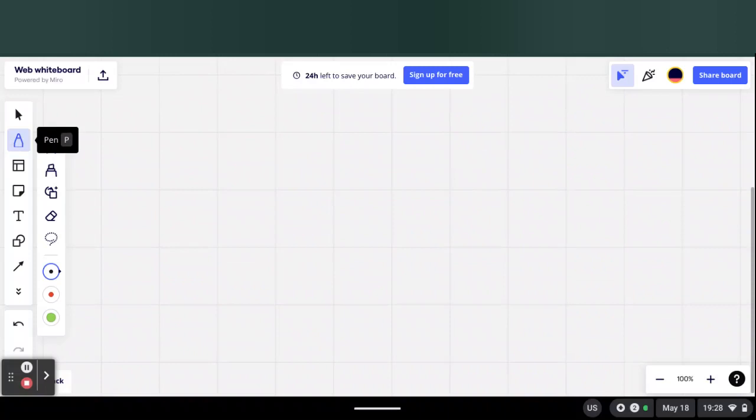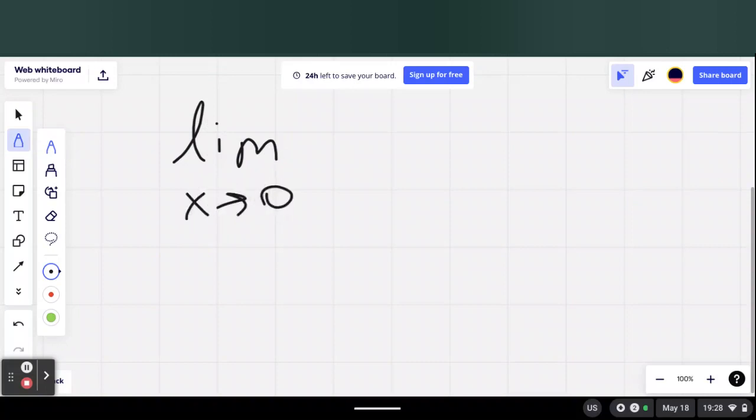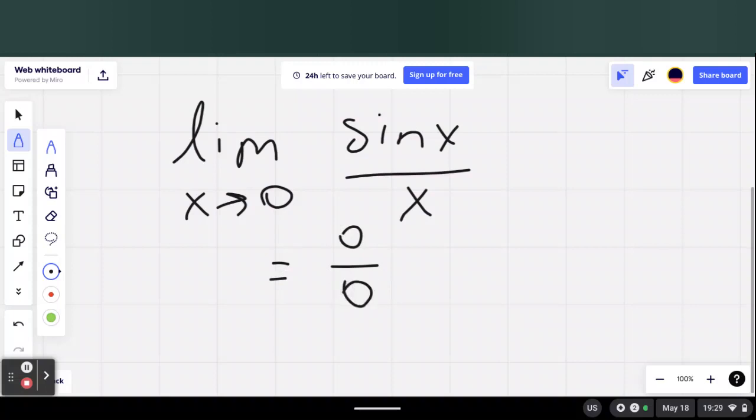Let's say I ask you to find the limit as x approaches 0 of, for example, sine x over x. Usually the normal way of doing limits like this is direct substitution. But if we do direct substitution, this will equal sine 0, which is 0, over 0, which we consider to be an indeterminate form. So instead, we're going to use something called L'Hopital's rule.